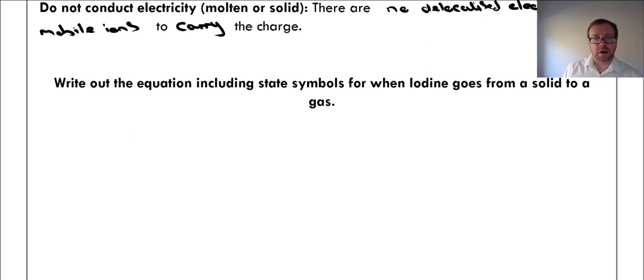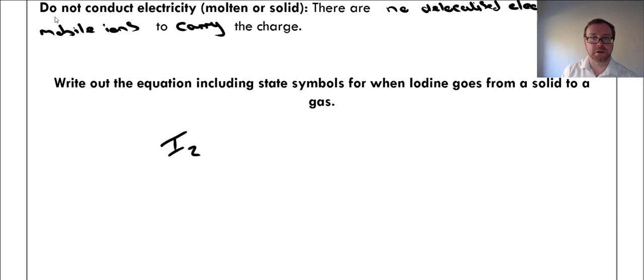Okay, so write out the equation including state symbols for iodine going from a solid to a gas. Well, let's read it right. So write out the equation including state symbols for iodine going from a solid to a gas. This is called sublimation. Okay, I want you to have a go at doing this. It's not a trick question. Okay, so lots of students seem to get confused by this, but it's not particularly difficult.